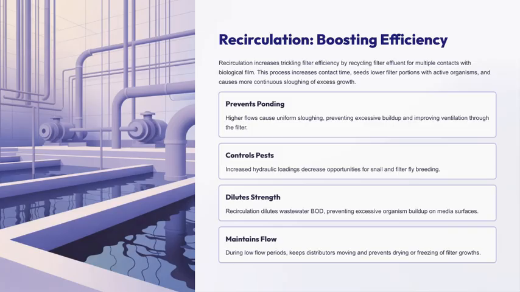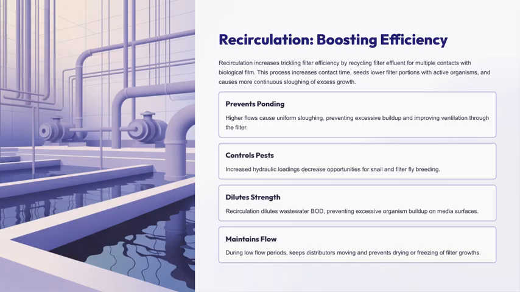down the line. Recirculation plays a crucial role in boosting the efficiency of trickling filters. By recycling the filter effluent, we allow it to make multiple contacts with the biological film, which really enhances the treatment process. This increased contact time helps the microorganisms do their job more effectively, leading to better breakdown of organic matter. Additionally, recirculation seeds the lower parts of the filter with active organisms, ensuring a more uniform biological activity throughout. It also promotes more continuous sloughing of excess growth, which helps prevent clogging and maintains proper filter function.